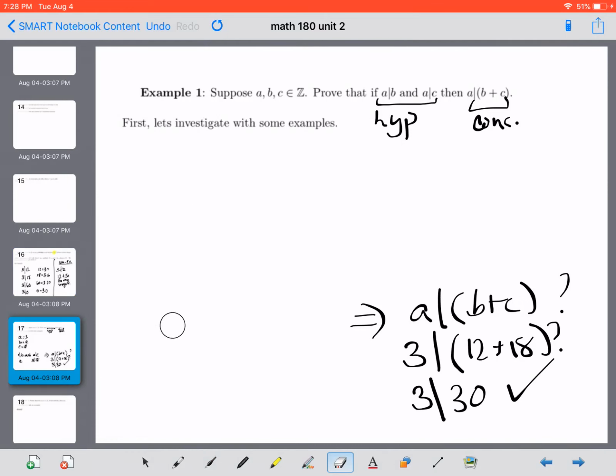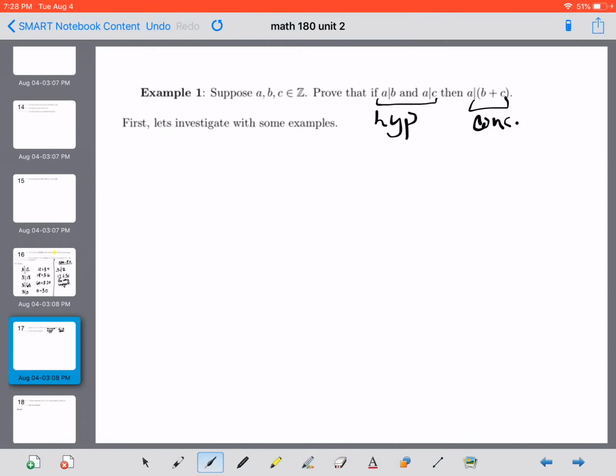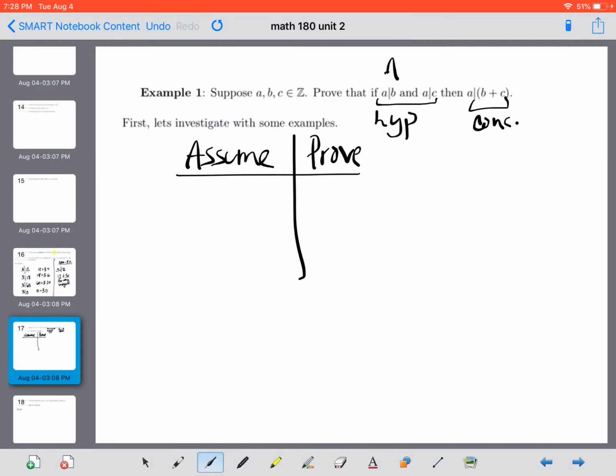of what it means for divides. Now I'm going to set up an outline for this proof before I actually prove it, the same way that I did with the even and odd proofs. So start off with writing down what it is we want to assume and what it is we want to prove. So we have to assume the hypothesis. So we're going to assume that a divides b and that a divides c. And then we're going to prove the conclusion that a divides b plus c.